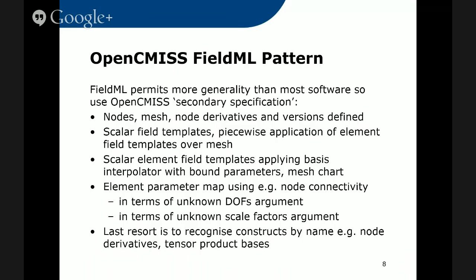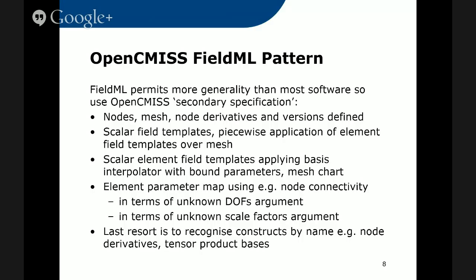But the more interesting bit is that in the matter of open source Iron, we describe scalar field templates. What that means is a template for defining a scalar single value field over a whole mesh by piecewise application of element field templates. And an element field template is a recipe for how you interpolate and map parameters over a single element. So it's saying, how do I get parameters from, say, global nodes or per element classes, or however I'm doing it, and what basis I'm bringing in, and what scaling I'm using to do that. Field ML already allows you to do those definitions and makes them quite reusable.